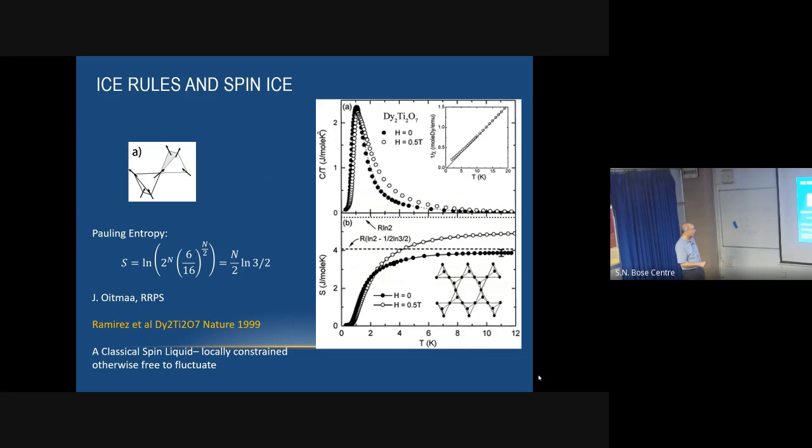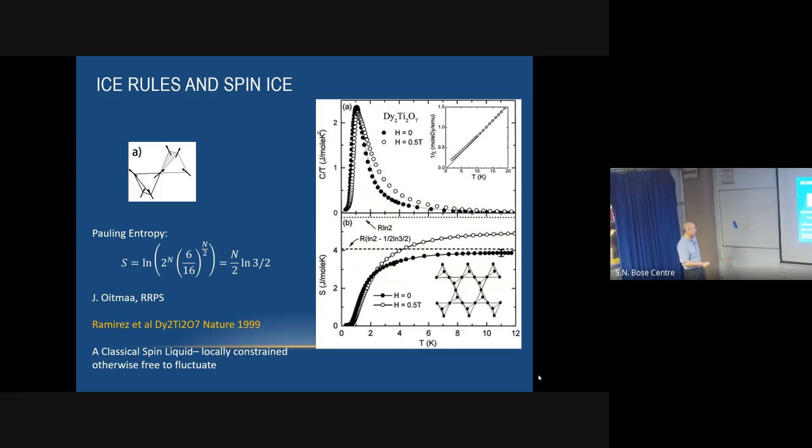So Art Ramirez and collaborators were the first to measure the heat capacity of a particular material, dysprosium titanium oxide, where the titanium is non-magnetic, with a d0 configuration. Dysprosium is the magnetic ion, and it's a high spin, but nevertheless, the strong anisotropy makes it a Kramers doublet. Basically, there are two crystal field split states which are at the lowest energy. So it's like an effective spin-half system.